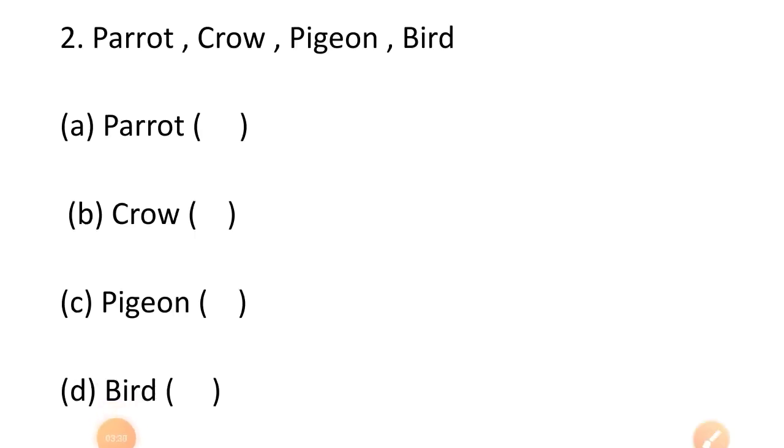The second question: parrot, crow, pigeon, bird. Option A, parrot. Option B, crow. Option C, pigeon. And option D, bird. Students, in this question, parrot, crow and pigeon are the names of particular birds, while bird is a common word for all bird species. So the right answer is option D, bird.